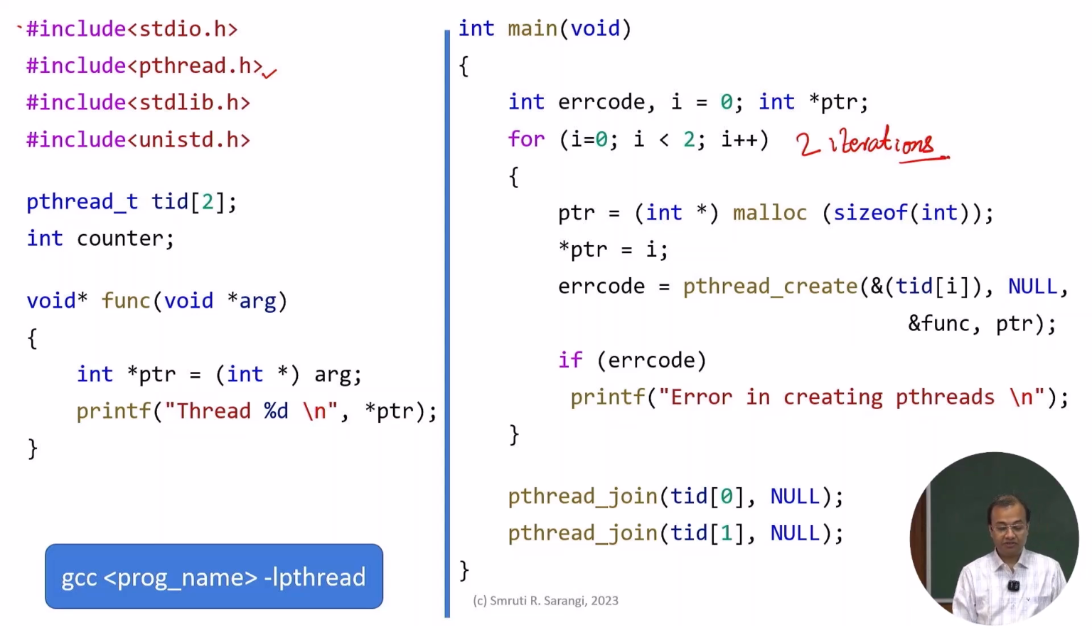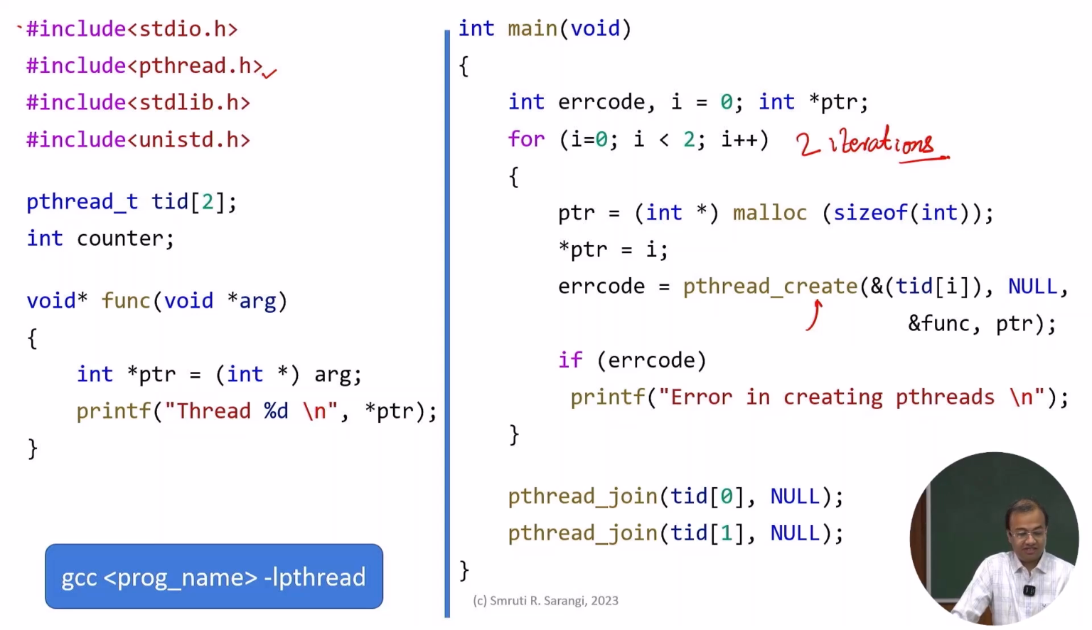The first thing we will do is send an argument along with the thread. For that, we will initialize a pointer, and as you can see, it is an int star pointer. We're setting the value of the pointer to the iteration number, which means one value will be 0, the other value will be 1. The most important function call over here is pthread_create.